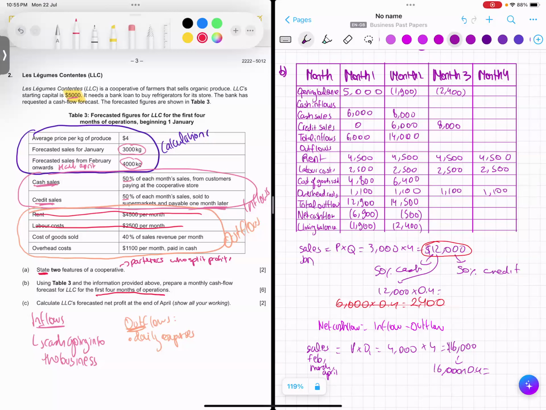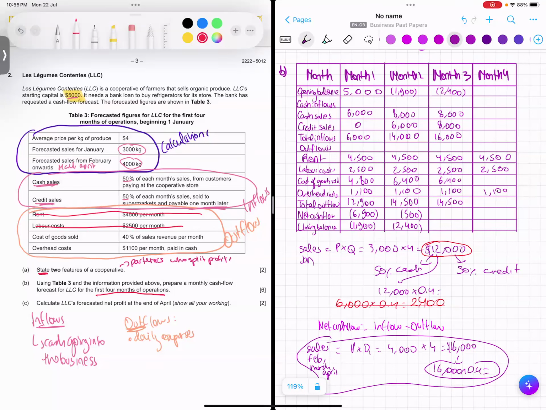So here our sales is the same in month 2, month 3, and month 4. So here we have 8,000. So here we have 16,000. And then we need to see our overhead costs is the same thing. We could do 16,000 times 0.4, so it's 6,400. So our outflows are the same. It's 14,500 if you just calculate them.